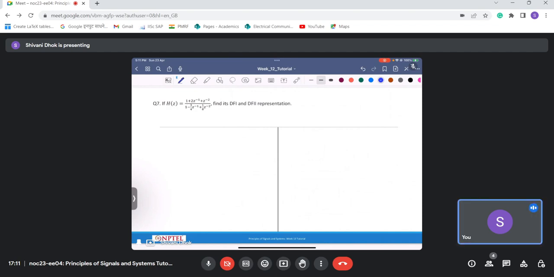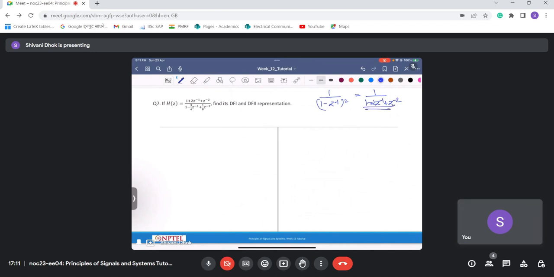Multiplicity of what? Maybe some square. One minus a z to the power of minus one, squared, kind of thing. If you have something like 1 upon 1 minus z inverse squared, you'll have to write it as 1 minus 2 z inverse plus z to the power minus 2, and realize this.